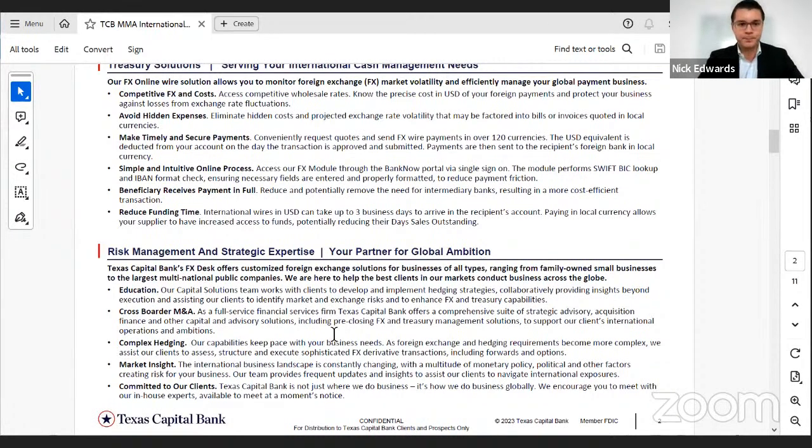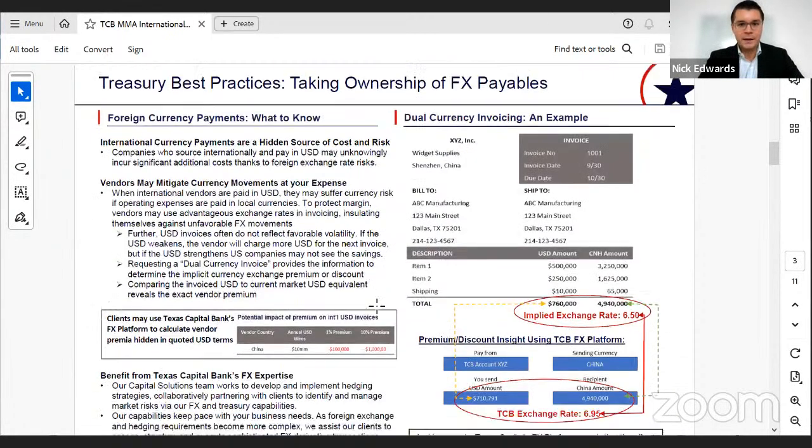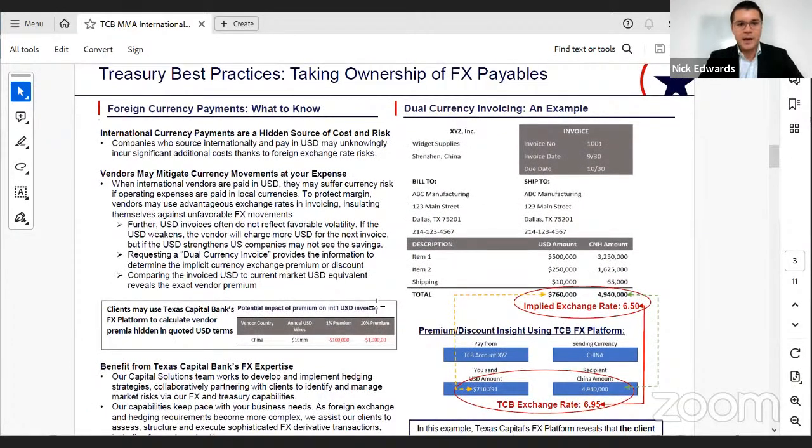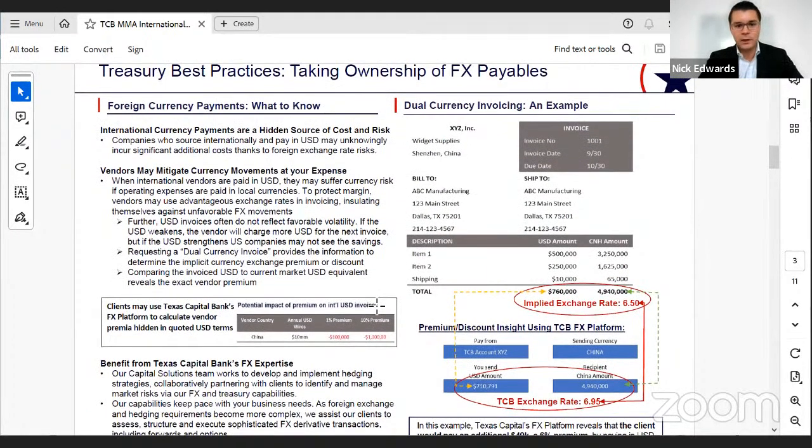So going on to the next slide, there are a lot of words in this slide, but what I want to focus on is the right side of the screen. Typically, whenever we have clients making payments overseas for maybe the first time or as they're getting used to it, they may only send dollars.